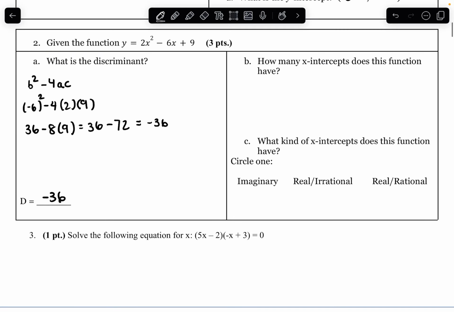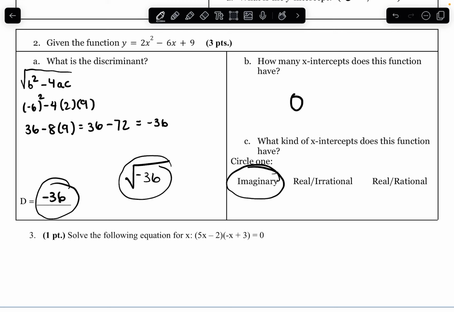What does that discriminant tell us? Well, first of all, it tells us that there's going to be 2 x-intercepts. No, it doesn't. What kind of x-intercepts do we have? None. They're imaginary. We have 0. And circle imaginary. Why? Well, think about it. We said that this is the part of the quadratic formula that's inside a radical, right? If you put a negative number inside the radical, does that number exist? No, it doesn't. So we have no x-intercepts.